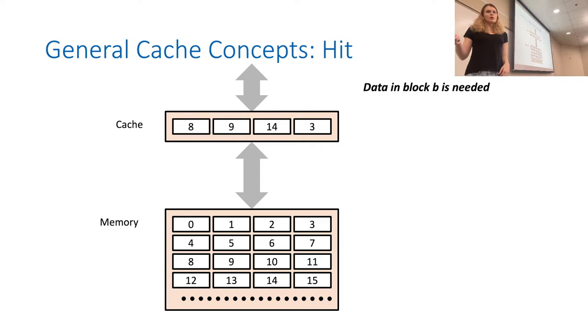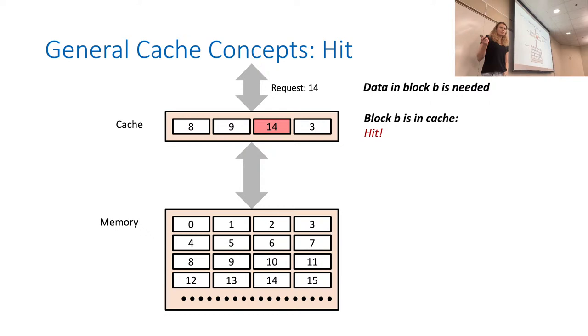It requests block 14. And again, we're just thinking of these in blocks because moving things byte by byte is not very efficient. So if we need a piece of data, we'll just take it as a whole chunk. That's kind of the principle here. It just makes things easier to think about and it makes things go faster on a hardware level. So if the CPU wants block 14, we ask the cache, do you have block 14? It does, so it just sends it over.